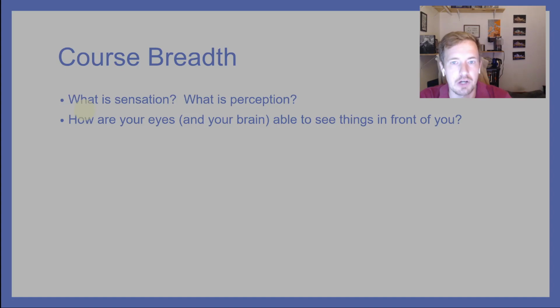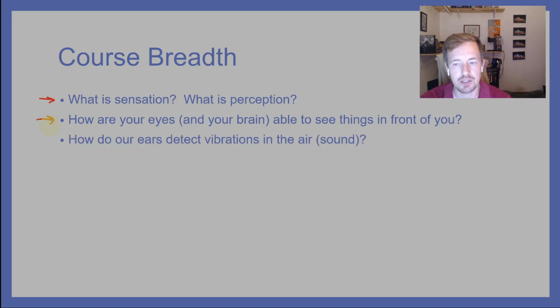So the kind of questions that we're going to be answering this summer is, obviously, what is the difference between sensation and perception? How are they different? What are each of these key terms? We're also going to be talking about vision, which means how our eyes are able to interpret the light around us and communicate that to our brain. We're going to be talking about sound, which is how our ears are able to detect vibrations in the air around us and turn it into sounds that we comprehend and recognize.